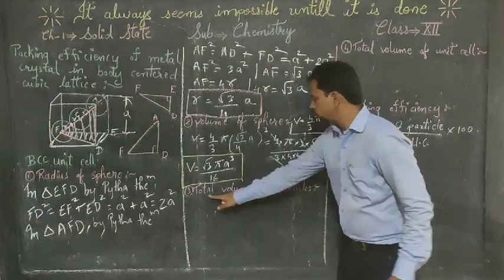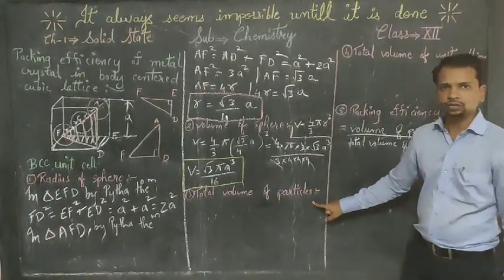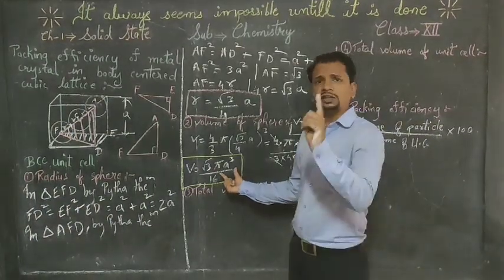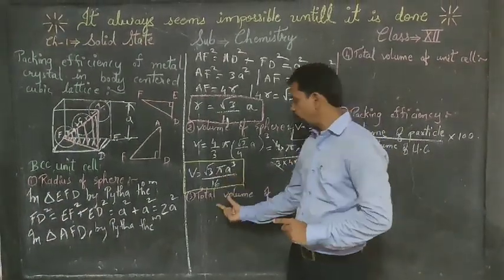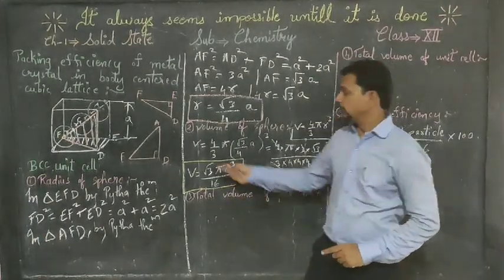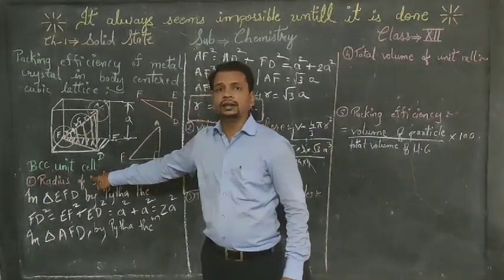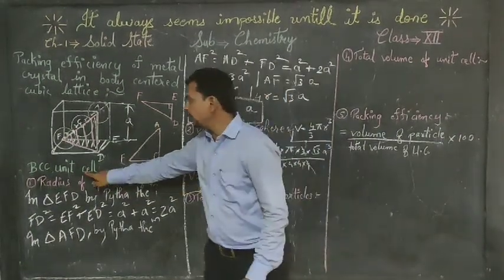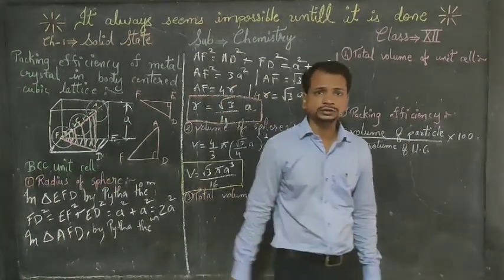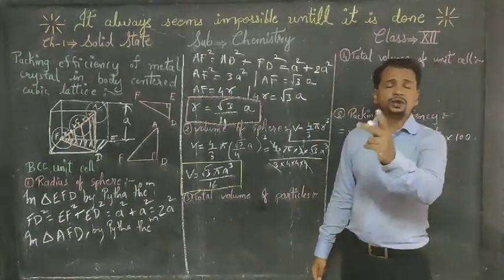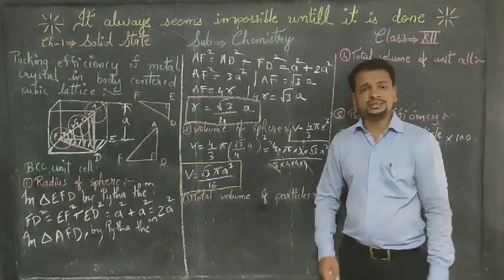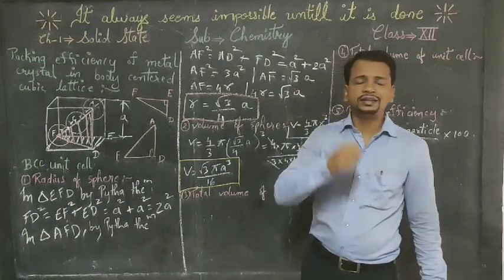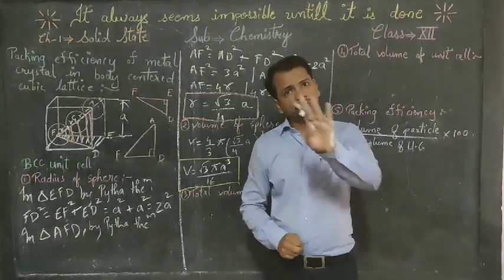Now what we have to do? We have to find out the total volume of particles. This was the volume of only one sphere or one particle, but we have to find out the total volume of particles in body-centered unit cell. Last time we have calculated that also. In body-centered unit cell, how many particles are there, students? 2 particles are there. In simple cubic, 1 particle is there. In body-centered cubic, 2 particles are there. In face-centered cubic, 4 particles are there.